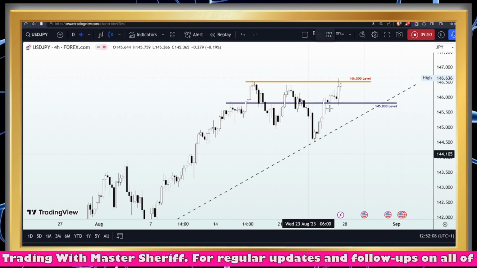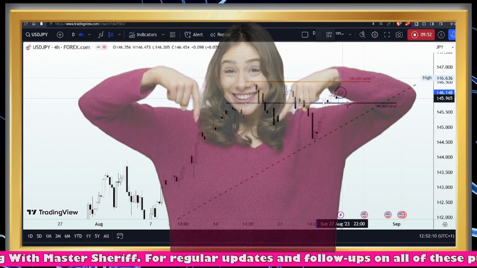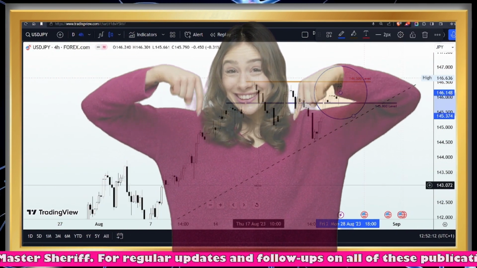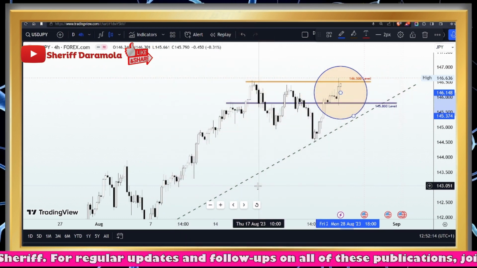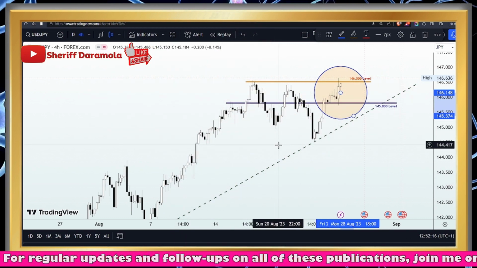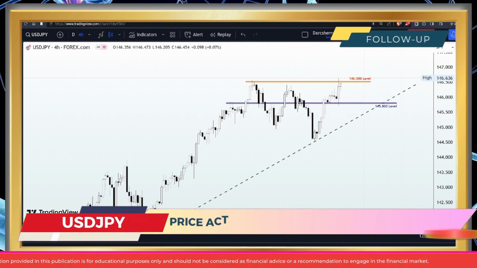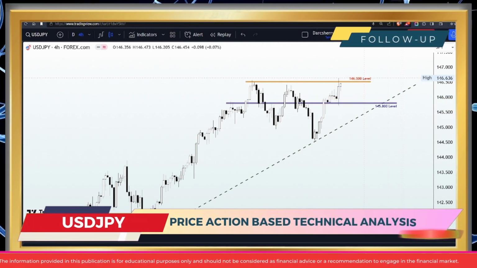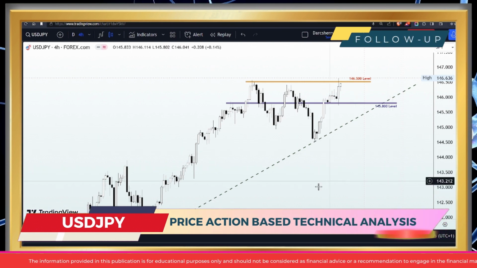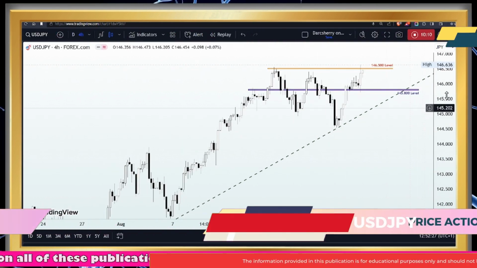But trust me, I will be with you in the comment section on Monday morning after monitoring how participants in the market will be reacting to this current structure to decide what our next line of action will be.